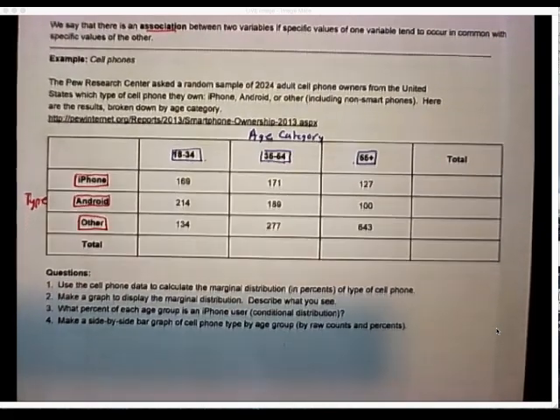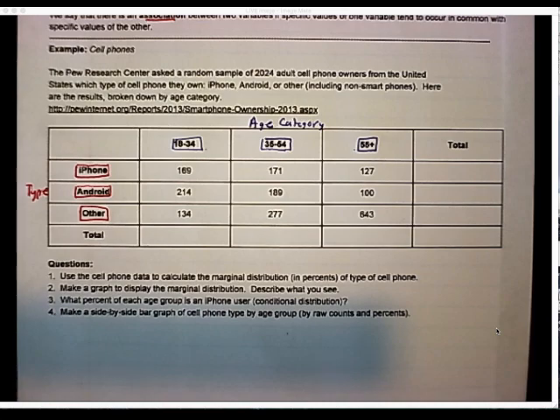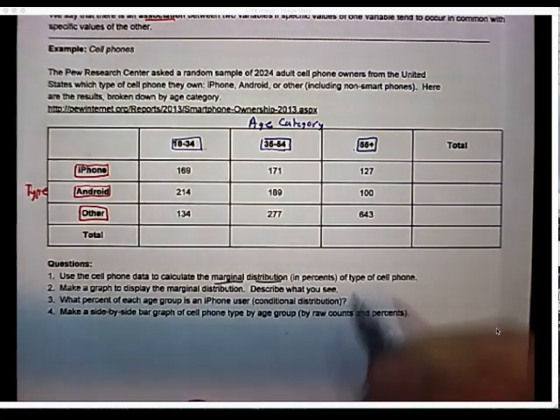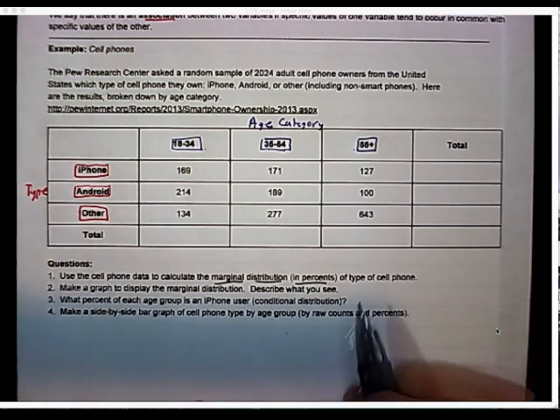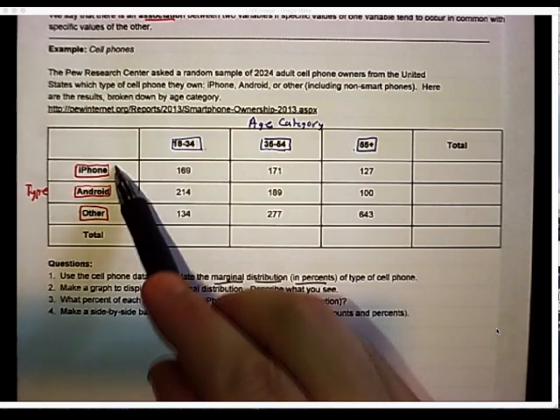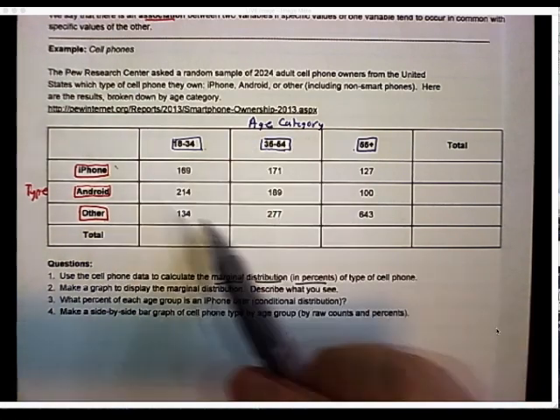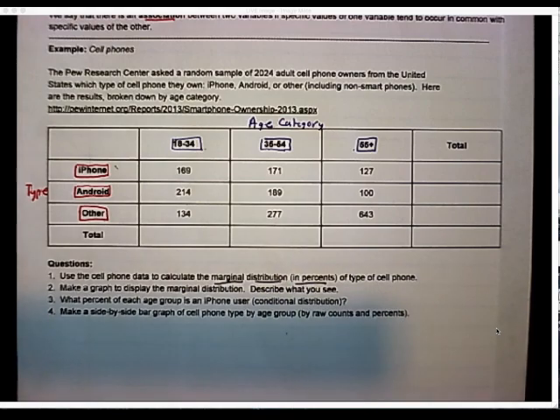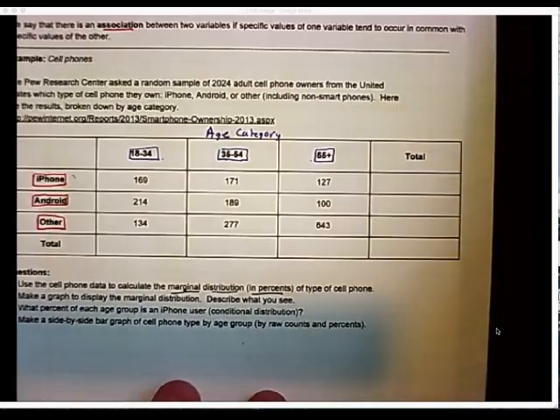So, number one down here, it says use the cell phone data to calculate the marginal distribution in percents of type of cell phone. Okay, so we have three types of cell phones. When we see a two-way table, sometimes they give us total information, but sometimes they do not. If you do not see total information, it's always a good practice to total everything up.